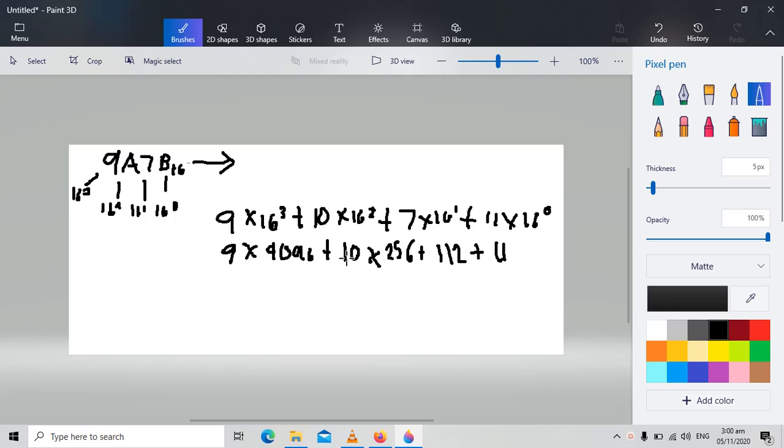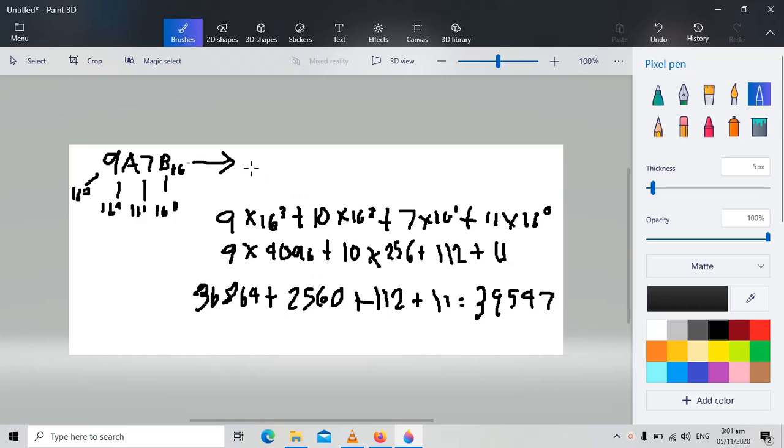Now we need to multiply these factors and add the rest. 4096 times 9 is 36,864, plus 10 times 256, 2560, plus 112 and 11. So we need to add them. 36,864 plus 2,560 plus 112 plus 11 is 39,547. That's our decimal number here.